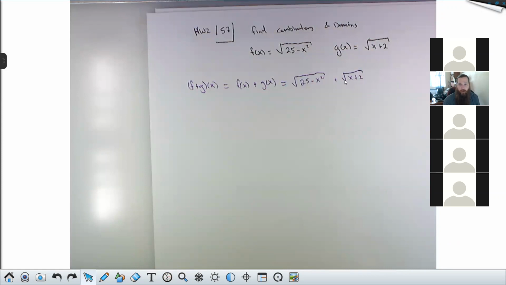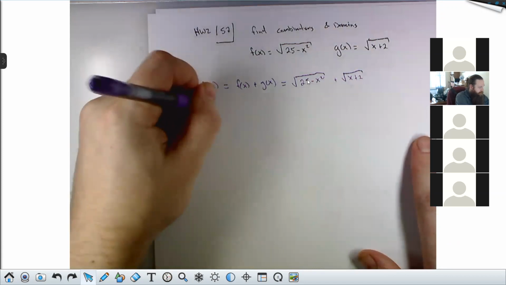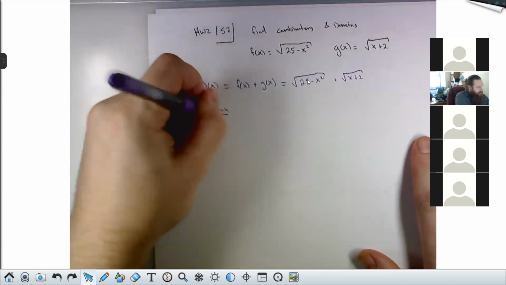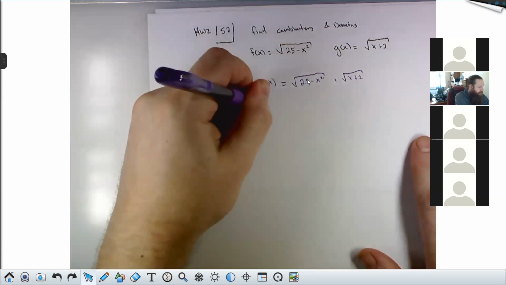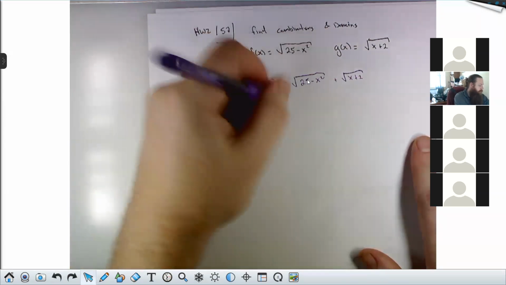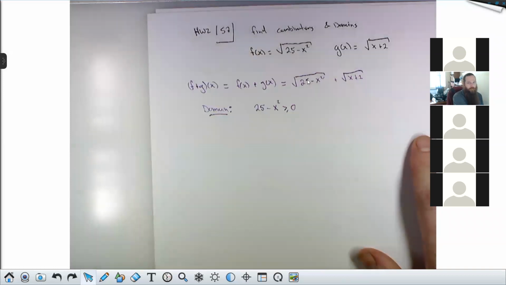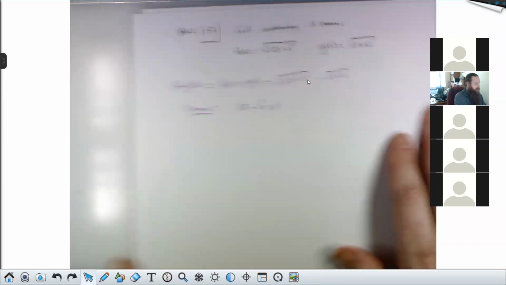But then to find the domain, we need to think about the relevant red flags. The red flags are the variable stuff under the square root. So on the one hand, we need 25 minus x squared to be greater than or equal to 0 from the first square root.